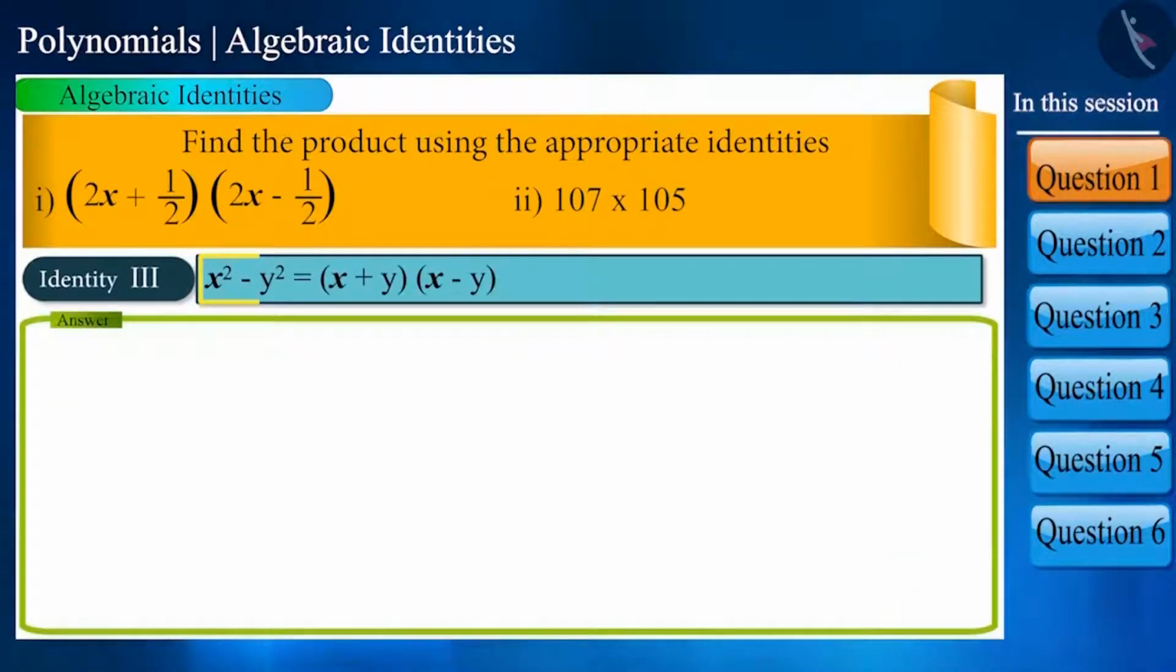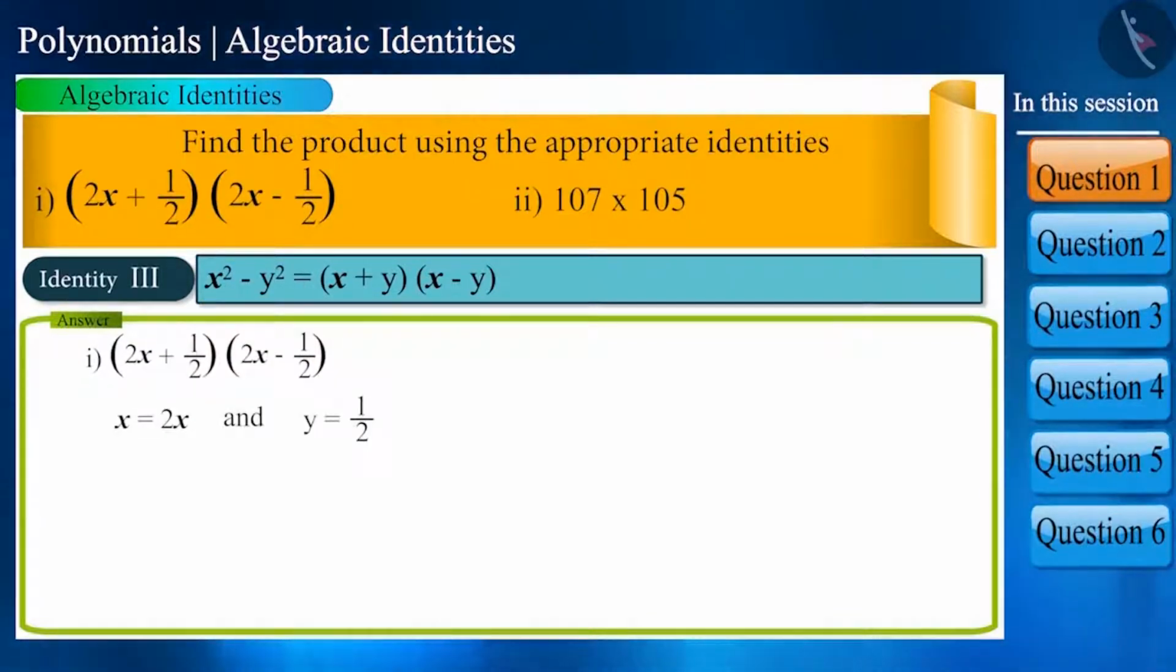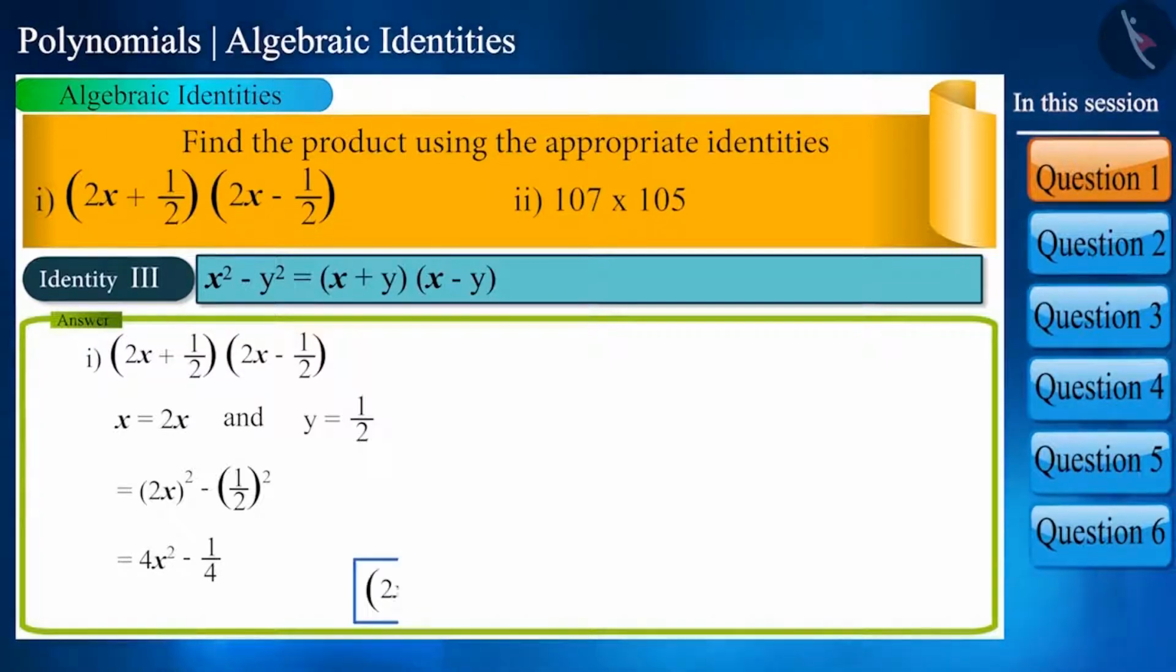x square minus y square is equal to x plus y into x minus y. That is, 2x plus 1 by 2 into 2x minus 1 by 2 is equal to (2x) square minus (1 by 2) to the power of 2. After solving this, we will get 4x square minus 1 by 4.